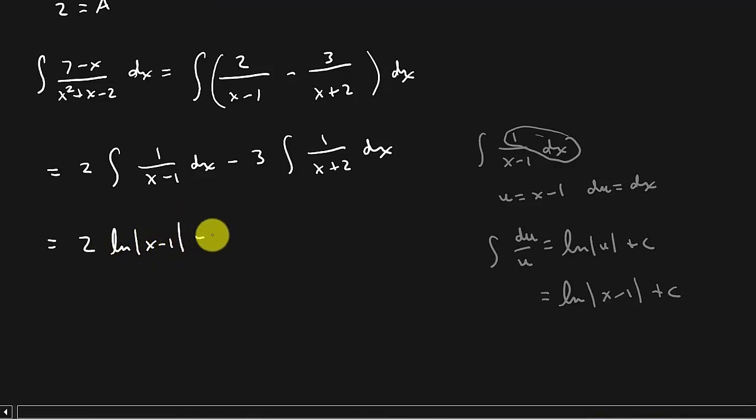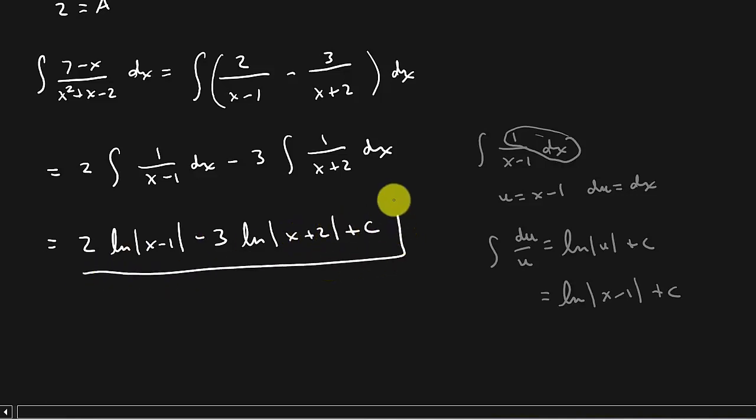Okay, and then minus 3 times. Now look at this one. This is the same thing. If I let u equal x plus 2, then du is dx. So you can look at it like that, or you can look at it like this. What's the derivative of the denominator? Well, the derivative of the denominator is 1. And remember, if the derivative of the denominator is in the numerator, then it's natural log of that denominator. And so this would be your answer.